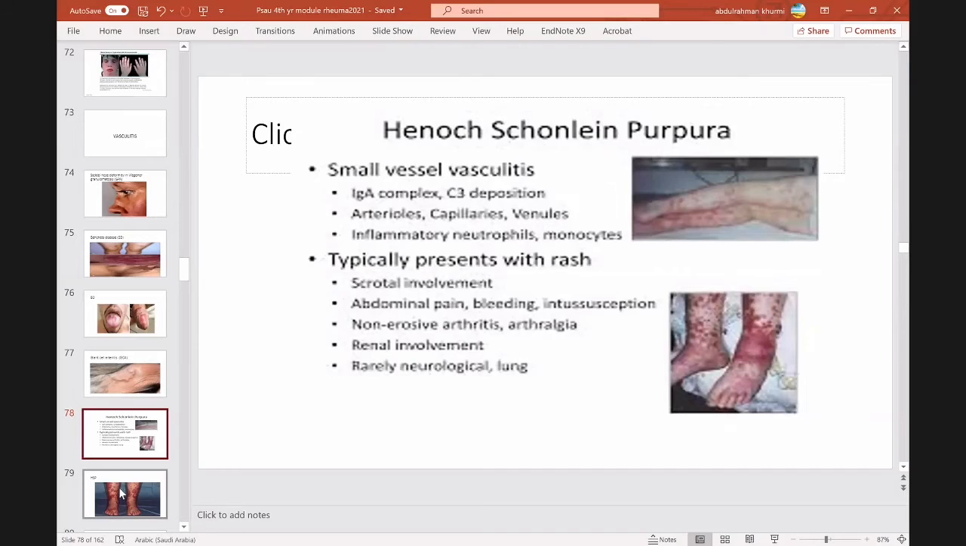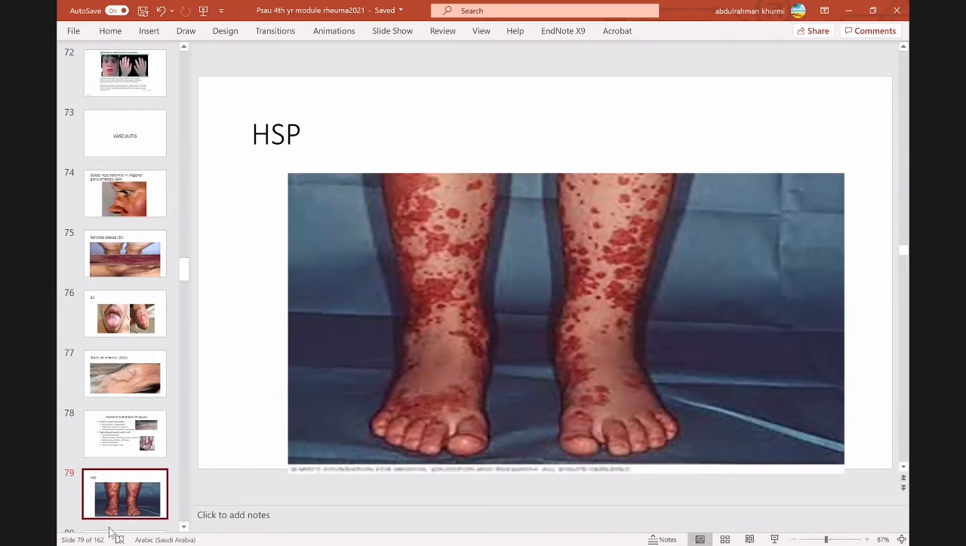Another disease called Henoch-Schonlein purpura, which comes after respiratory infection. It is IgA, it affects small vessels, involved by IgA complex deposition. It can cause scrotal swelling, abdominal pain, intussusception, arthritis, arthralgia, renal involvement, and hematuria or hematochezia. This is the picture of Henoch-Schonlein purpura, skin rash in the lower limb, which follows a respiratory tract infection.